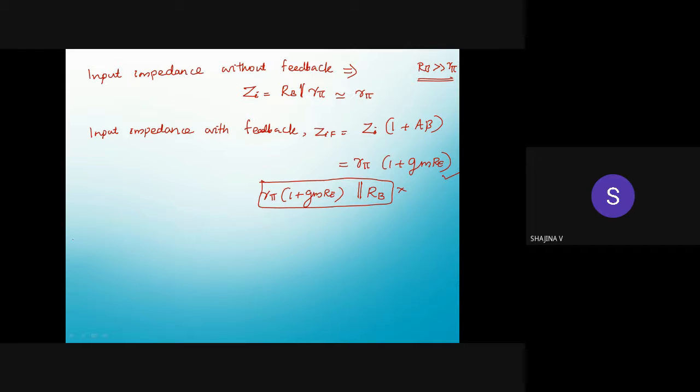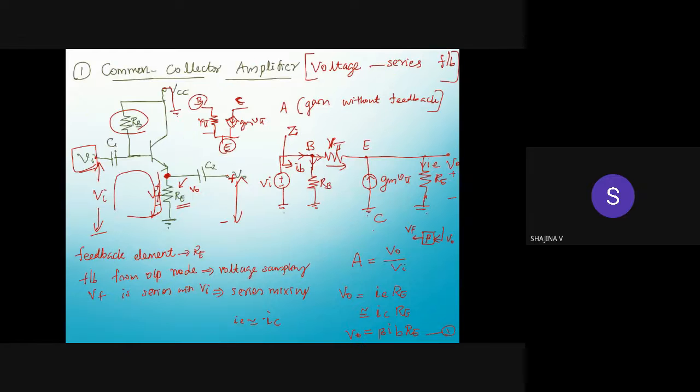Now next is output impedance. Output impedance without the feedback. Okay. So what is the output impedance without a feedback? You can see from the circuit, my output is here. Okay. So this is output impedance.